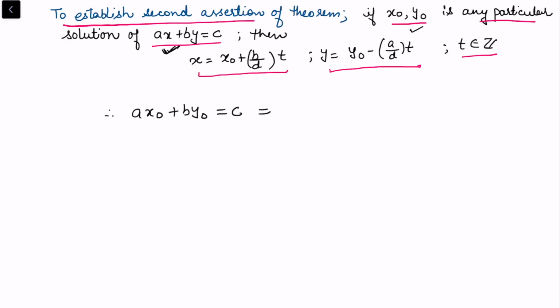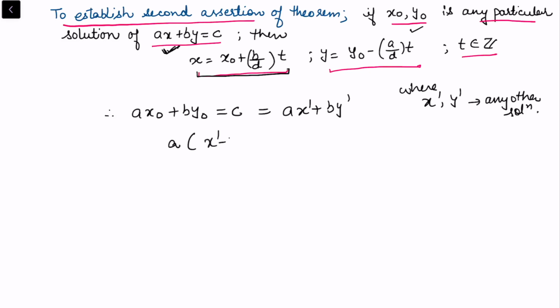And let's also call this any other alternate solution, because we want to find out the condition on x. So let's take a x dash plus b y dash equal to c, where x dash and y dash are any other solution of this linear Diophantine equation. So now from here we can see that this is same as a times x dash minus x naught, keep x on one side and keep y's on the other side. And we notice that d is the GCD of a comma b.